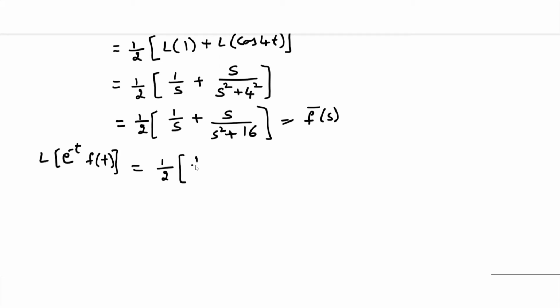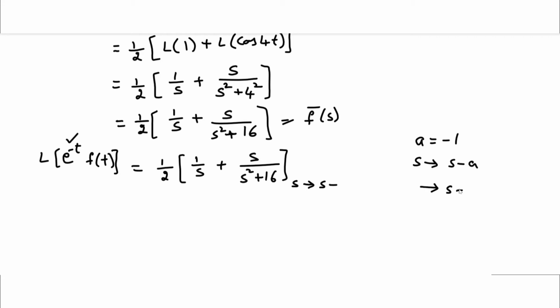I'll write it as it is: 1 by s plus s by s square plus 16. You have to shift s to s minus a. So what is the value of a here? So the value of a in this case is minus 1. So you have to shift s to s minus a. So s minus a, where the value is minus 1, therefore it becomes s plus 1. Minus of minus will be plus 1. So you have to shift s to s plus 1.